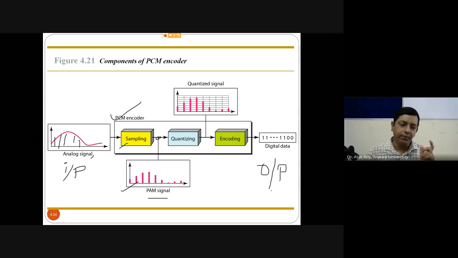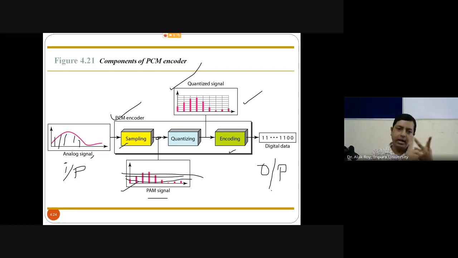Sampling is based upon a time frame, like at 1 second it will measure, at 2 seconds it will measure, at third second it will measure, at fourth second it will measure. What are the top values? So that is the pulse amplitude modulation signal. That signal will be given as an input for quantizing, where the PAM signal levels will be quantized into the nearest levels. So you will get a quantized signal where each sample is represented by the nearest level. Then this will be given as an input to the encoder, for encoding.